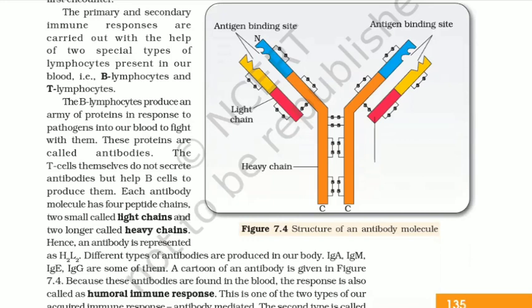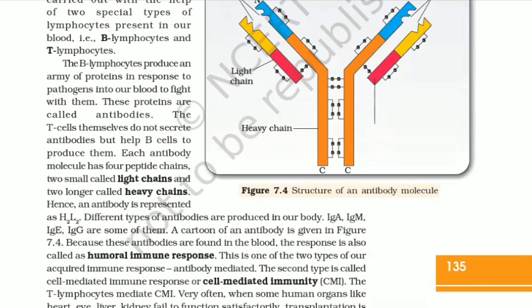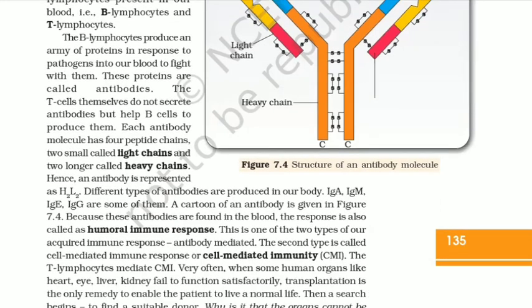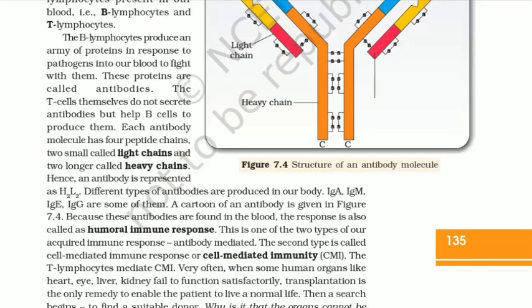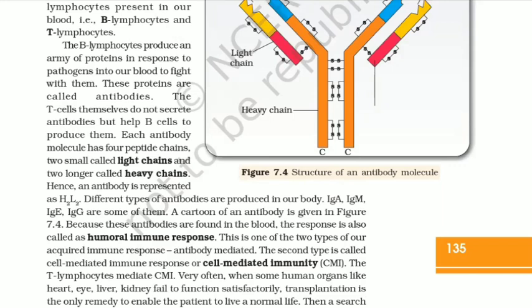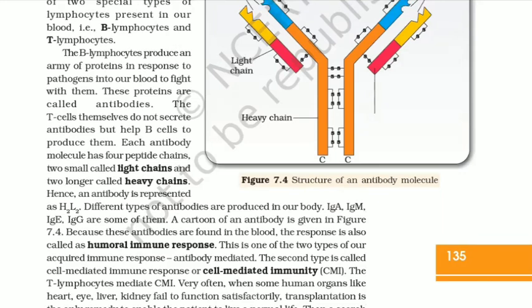The primary and secondary immune responses are carried out with the help of two special types of lymphocytes present in our blood, that is B lymphocytes and T lymphocytes. The B lymphocytes produce an army of proteins in response to pathogens into our blood to fight with them. These proteins are called antibodies. The T cells themselves do not secrete antibodies but help B cells to produce them. Each antibody molecule has four peptide chains, two small called light chains and two longer called heavy chains. Hence, an antibody is represented as H2L2.